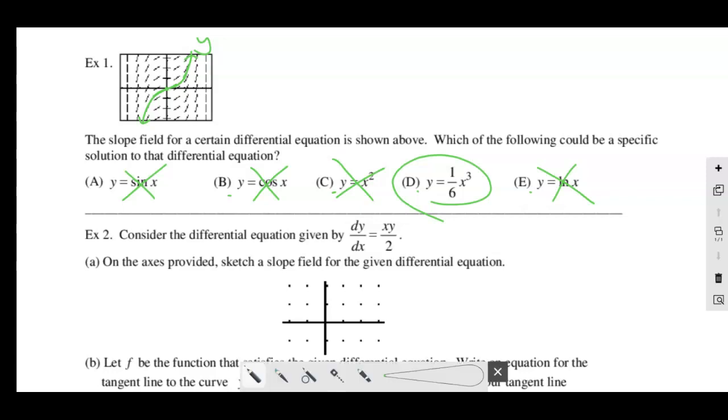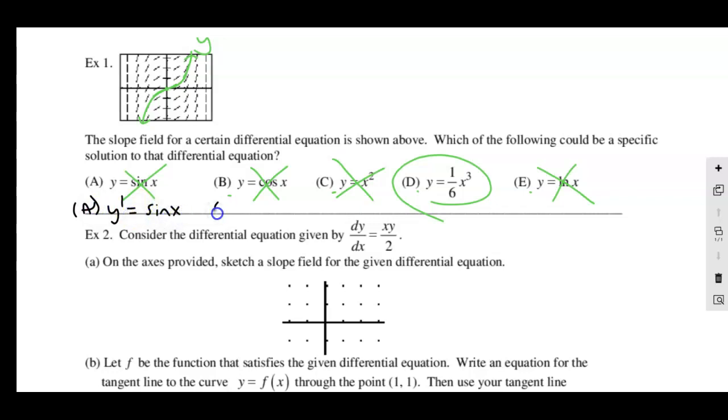But here's a curveball that they will sometimes do for you. What if instead they had done this? What if they said y prime was sine of x? Or for b, what if they said y prime was cosine of x? And then for c, y prime was x squared? And then y prime is 1/6 x cubed. And then for e, what if they said y prime was ln of x? What if instead of all of the options being y equals, it gives us y prime equals?